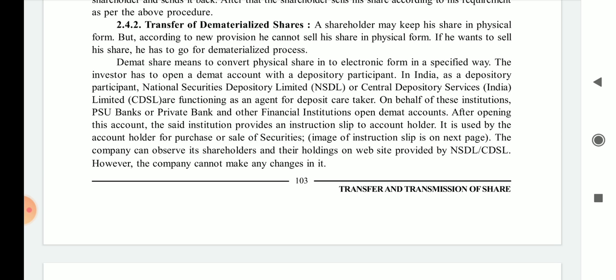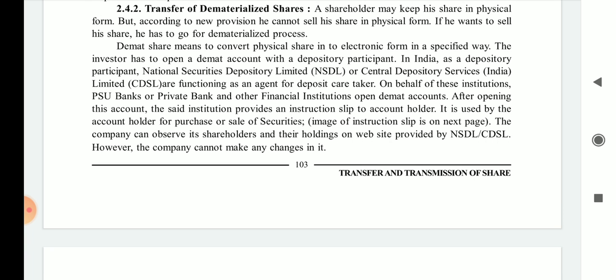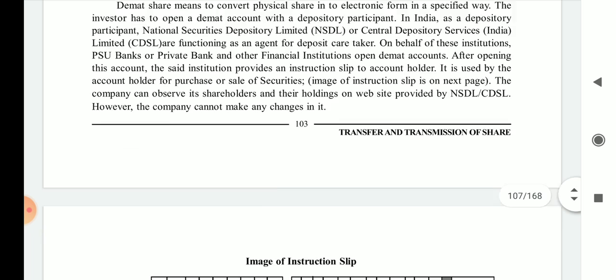The company can observe its shareholders and their holdings on the website provided by NSDL or CDSL. The company cannot change the procedure, but can only see the necessary details with the help of the website given by NSDL or CDSL. After watching it, the company can observe who was the old shareholder and who will be the new shareholder. The company can only observe these things. Otherwise, the company cannot transfer or make a single change in the procedure of the transfer of shares.